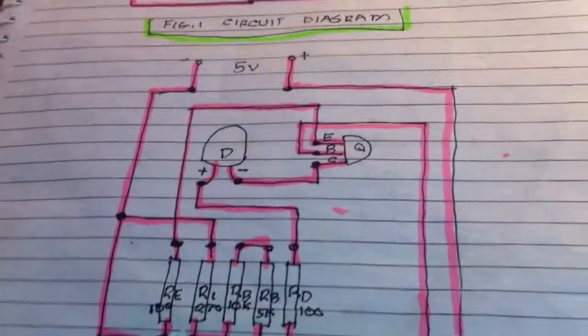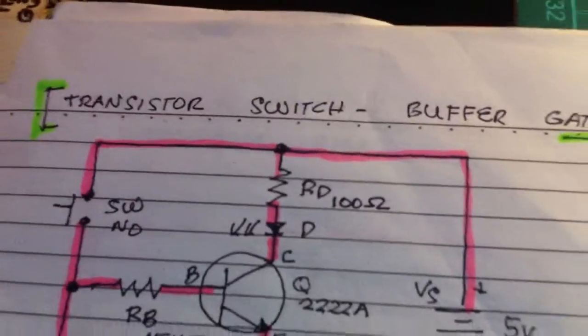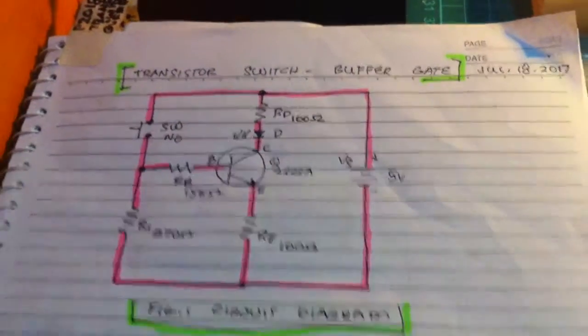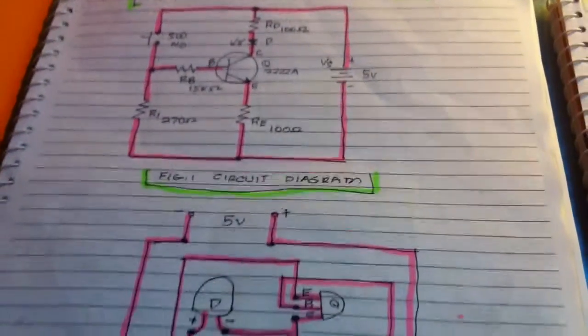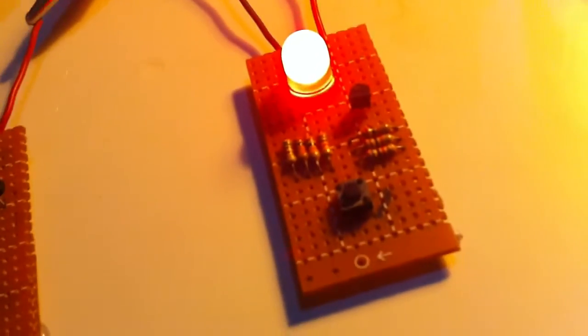And we have the layout here, and we calculated all the values because this is our previous circuit: transistor, switch, buffer, gate. And there's no leakage current here. Let us see the circuit of the second one. It seems that the LED is turning on.